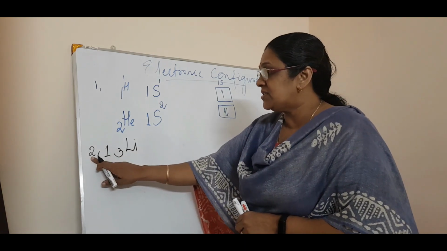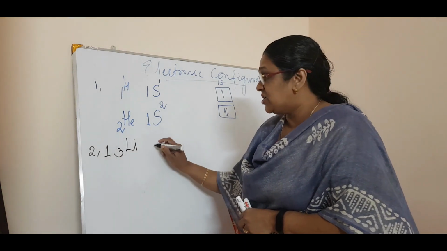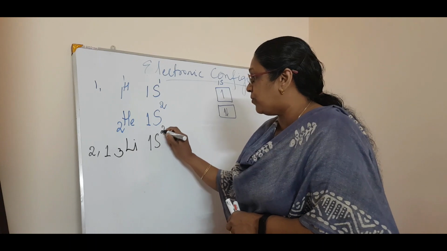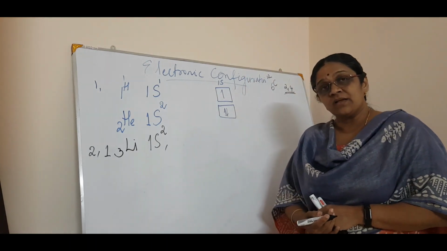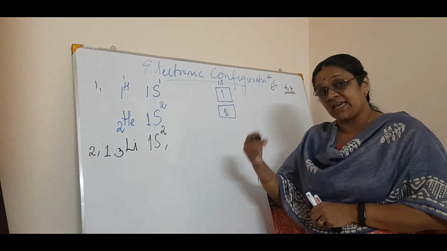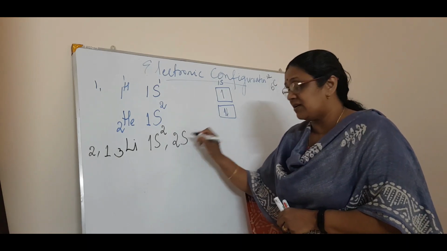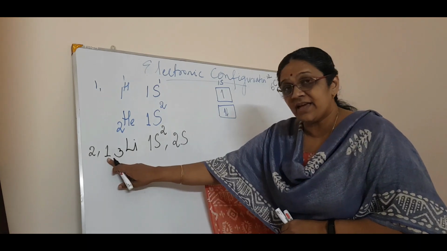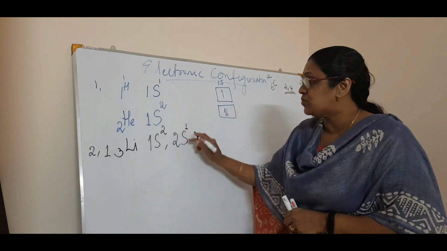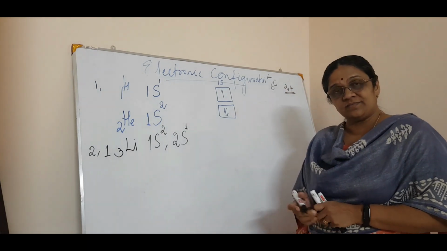How? 2 electrons will be in the first orbital, isn't it? So I can write 1s2, comma. Then what about the next energy level? Second, isn't it? Second orbit. So it is 2s. How many are there? 1. So it is 1s2, 2s1.